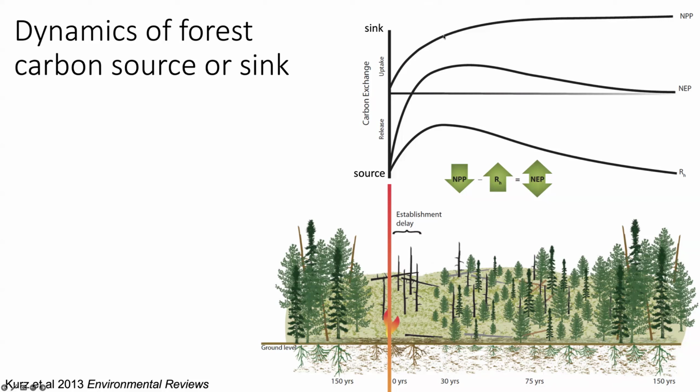Maybe 10 to 20 years after disturbance, there's a rapid growth of trees as the seedlings and saplings take root, and they start to accrue a lot of biomass. You can see a rapid increase in net primary production, a slowing down of emissions due to decomposition, and that's when your forest becomes a sink, right? It's locking in more carbon than it's releasing.